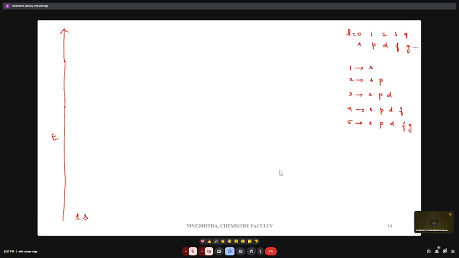In first shell, I can have only one subshell, which is S. We are done with this row. Now we are moving on to second row. In second row, this is 2S. And in second shell, I can have two subshells. One is S, another one is P. That's it. We are done with this row. Okay. Now we'll move on to third row.